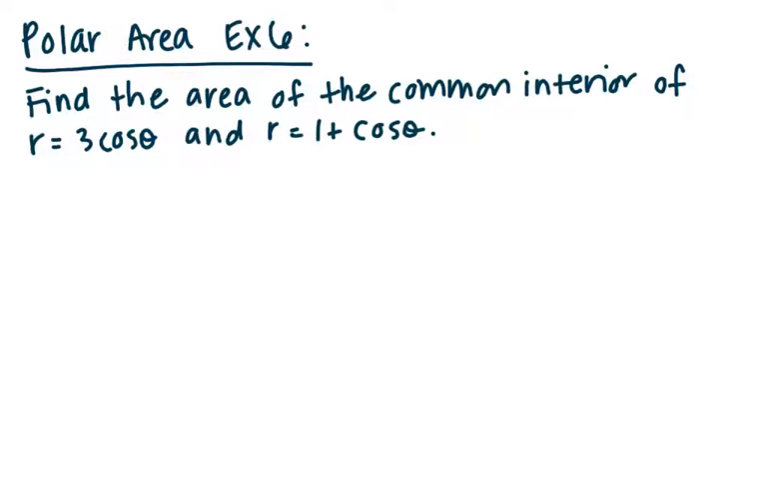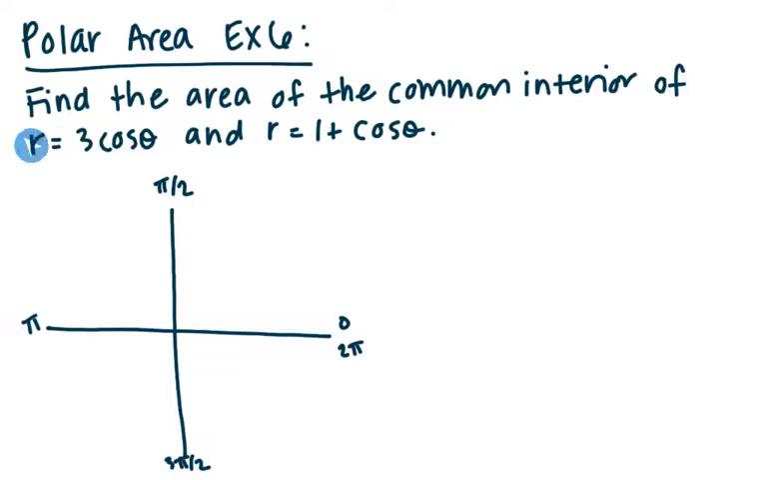All right, so for our last example, we're going to take a look at an even more complicated area question. This is about as complicated as they can get, and you'll see why. So again, we're working with two functions on the same graph, and they want to find the area of the common interior, which is just a fancy way of saying the area where they're overlapping. So let's go ahead and jump straight into graphing.